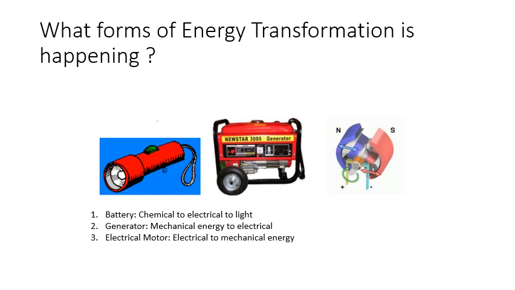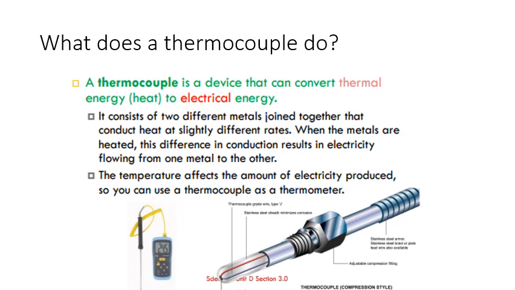Our generator takes mechanical energy, the energy of movement, and converts it to electrical energy, because that's what a generator does. A generator doesn't really produce energy, but it converts some sort of input of energy into electrical energy. Okay, and then we have an electrical motor. An electrical motor will convert electrical energy to mechanical energy, so that electricity coming in will be converted to movement, mechanical energy.